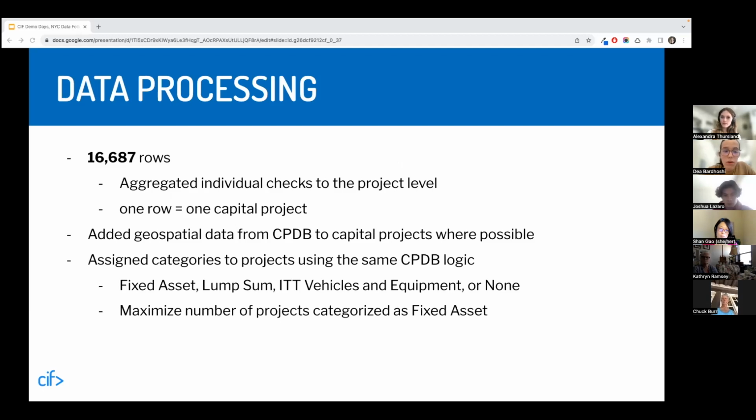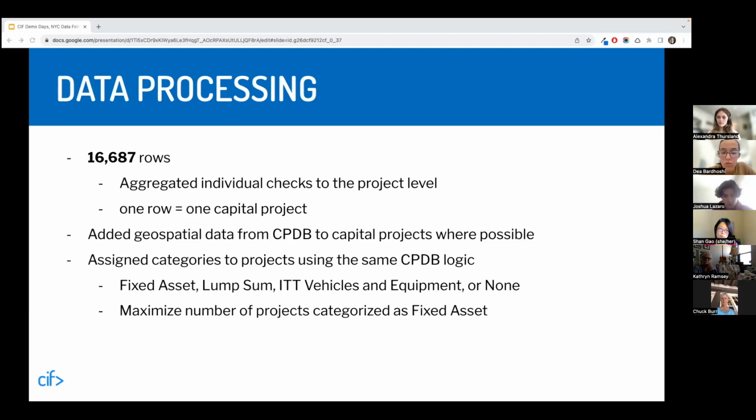So to talk a bit more about how we went about doing the data processing, as we mentioned, our raw data had almost 2 million rows, all at the level of checks. We were mostly interested in focusing on capital projects instead. And so we aggregated the data into around 16,600 rows, each corresponding to one capital project.